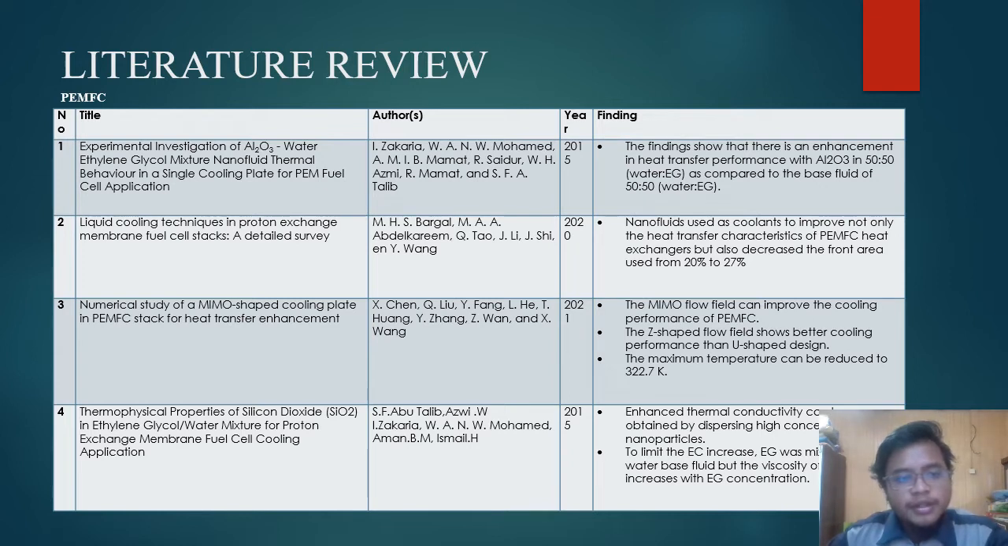Third one is a numerical study of a MIMO-shaped cooling plate of PEMFC stack for heat transfer enhancement. The MIMO flow field can improve the cooling performance of PEMFC. The Z-shaped flow field shows better cooling performance than the U-shaped design. The maximum temperature can be reduced to 320.7 Kelvin. The fourth one is thermophysical properties of silicon dioxide, SiO2, in ethylene glycol water mixture for proton exchange membrane fuel cell.